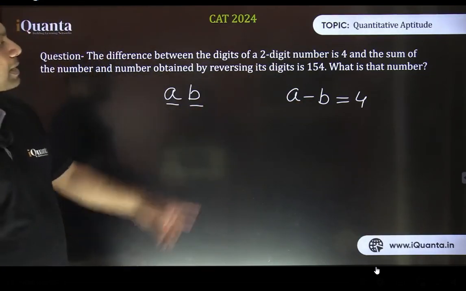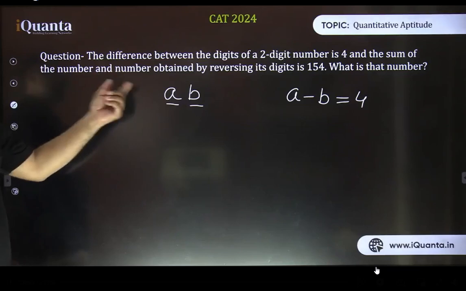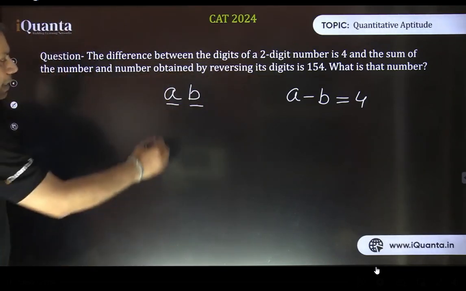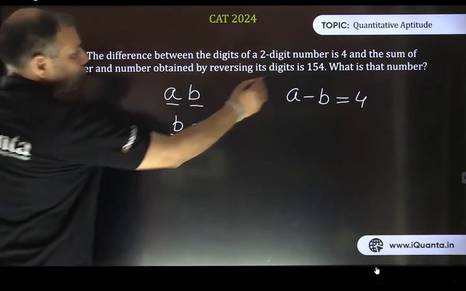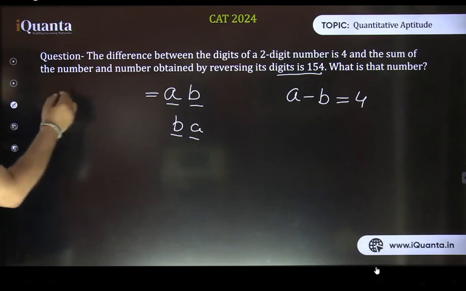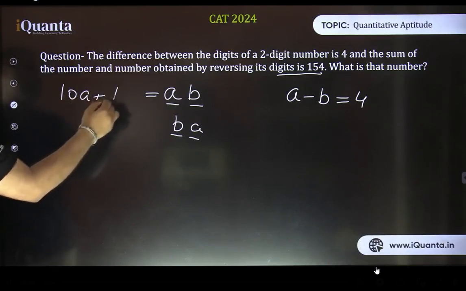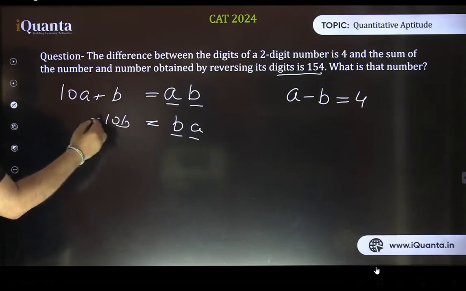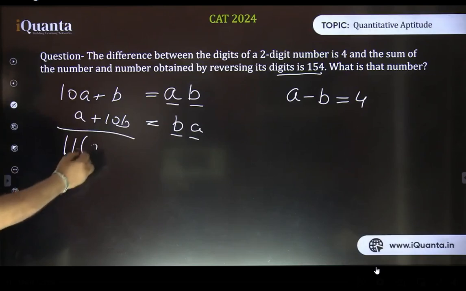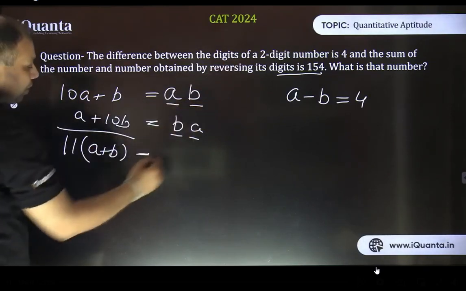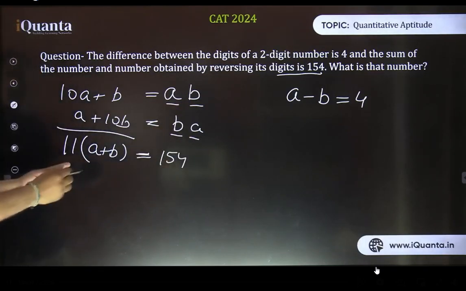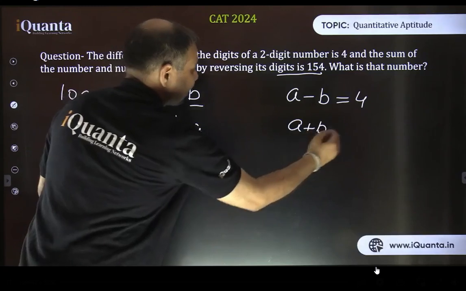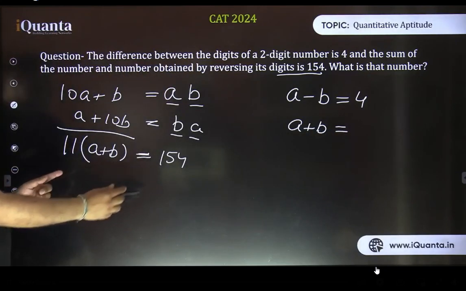That's the first step. Now it says that the sum of the number, that is AB, and the number obtained by reversing its digits, that is BA, is equal to 154. Let's expand it. This is 10A plus B, and this one is 10B plus A. If we add them, we get 11 times A plus B, which is given to be 154. So from here, A plus B equals 154 by 11, which is 14.